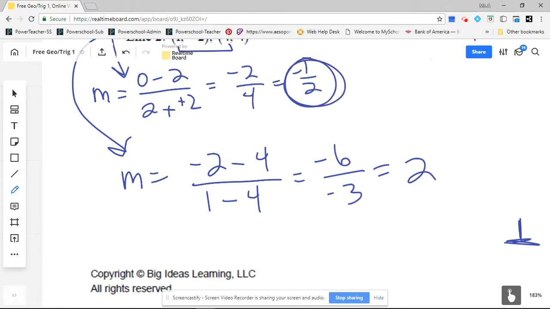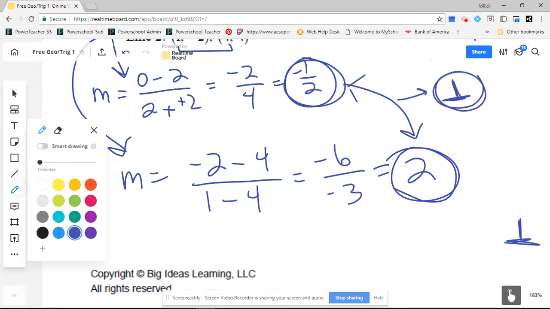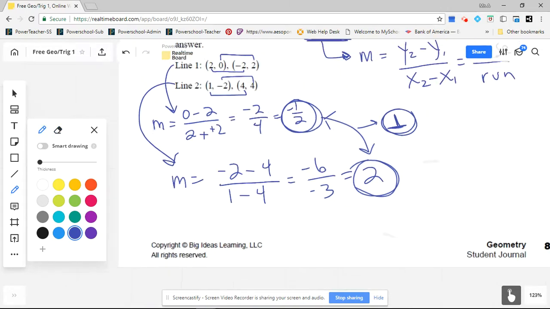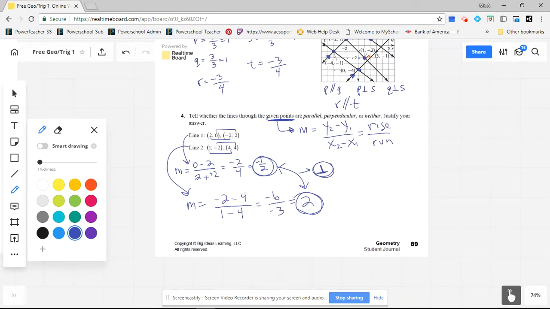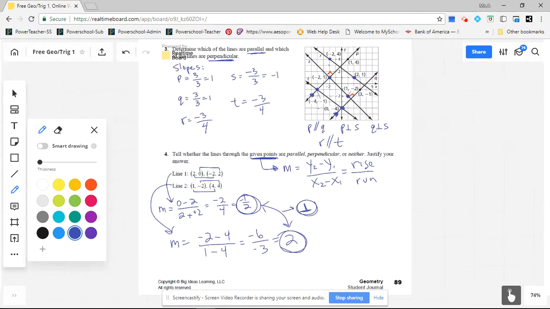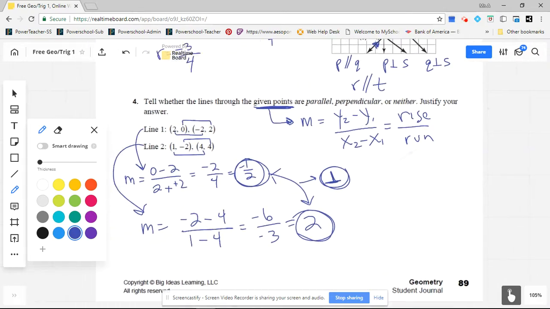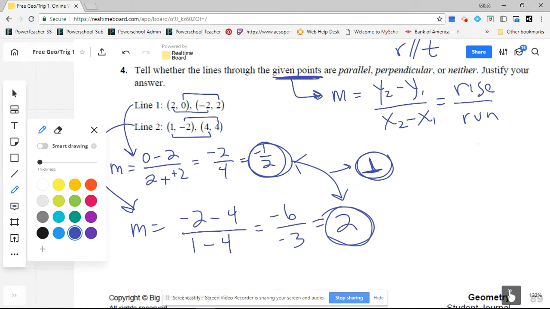So what do you notice about the two slopes? They're opposite signs, right? And they're reciprocals. So they have to be perpendicular. Opposite and reciprocal slopes make them perpendicular lines. So all I had to do there is use my little formula to find the slopes, and I could tell if they were parallel, perpendicular, or neither. Those were perpendicular.